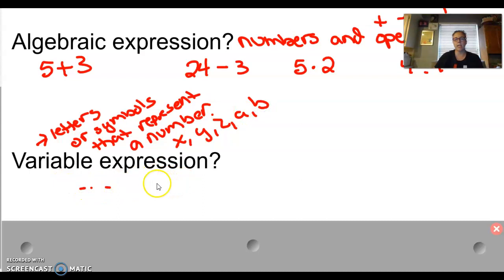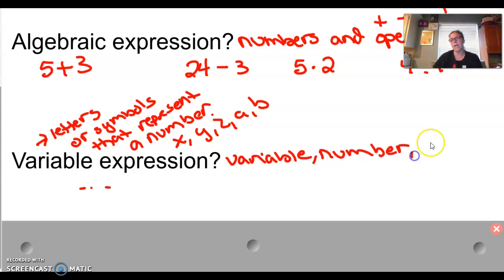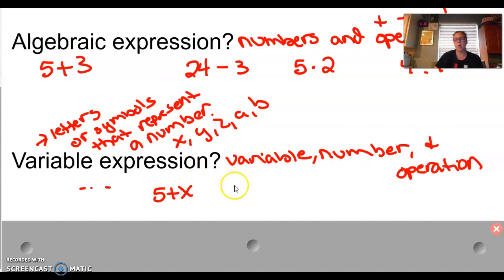So a variable expression has a variable and a number. Sometimes that number is understood. And an operation. That's just an and symbol. Okay, so it may be 5 plus X or 4Y. Remember, this is multiplication when it's right next to each other. Just because there's not a multiplication sign there doesn't mean there's not an operation there. Another thing may be just Z.